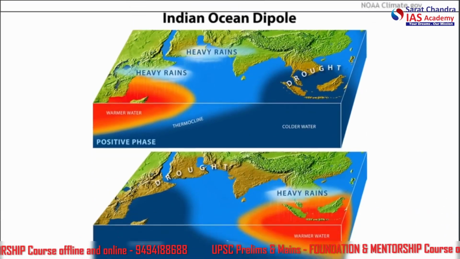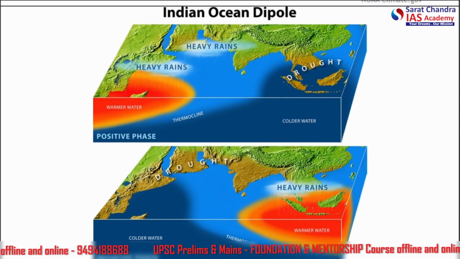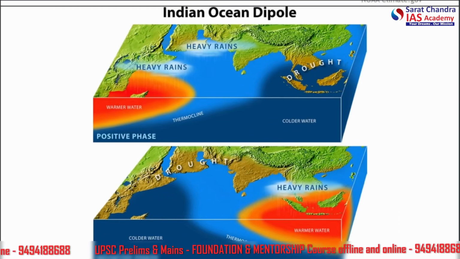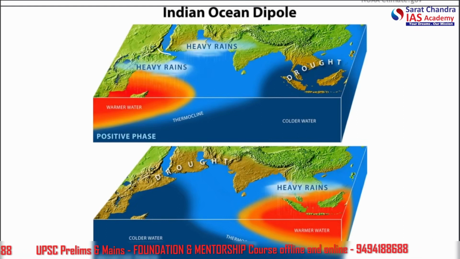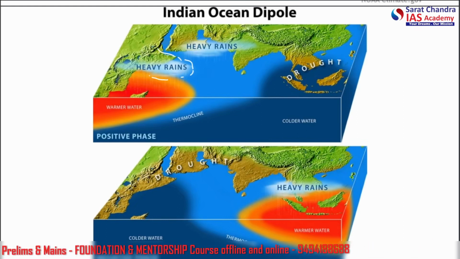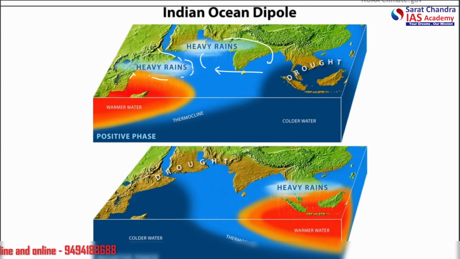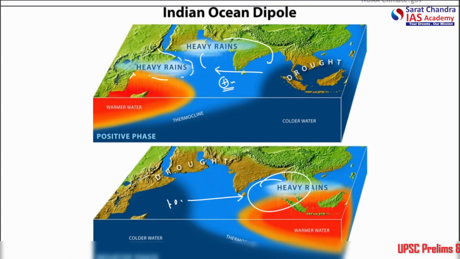So here we see the Indian Ocean dipole again. A very simple and very important factor for us, that it will bring heavy rains on the African side. This is the Indian side which is in between. If it is flowing like this, clockwise, then it is the positive phase of the Indian Ocean dipole. And if it goes like this, then it is the negative phase of the Indian Ocean dipole. Here it is written also, the positive and negative phase. Very simple for us to understand.